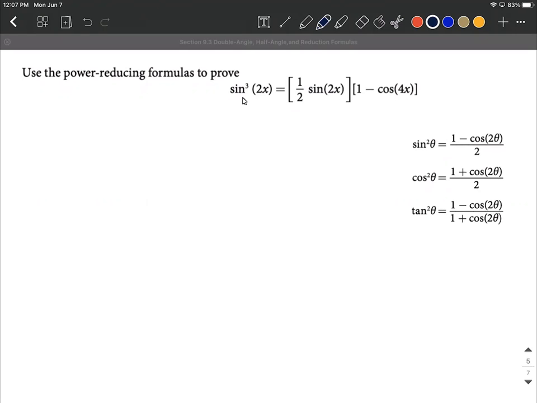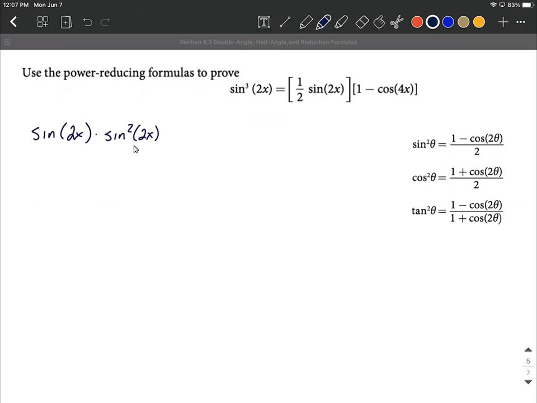So sine cubed of 2x. I'm going to first rewrite that because this means 3 copies of sine of 2x multiplied together. So I'm going to start out and rewrite that as sine of 2x multiplied by sine squared of 2x. Okay, still 3 copies of sine of 2x multiplied together, just kind of strategically rewritten.